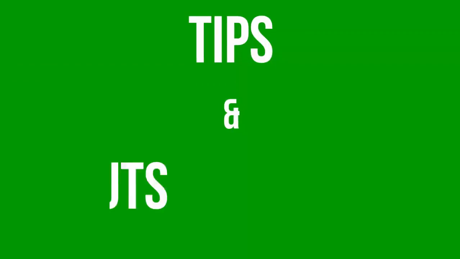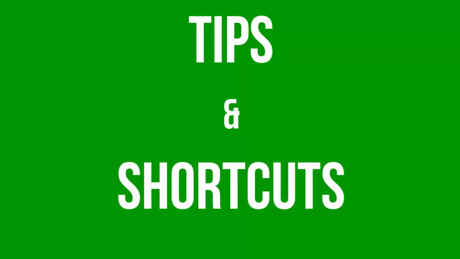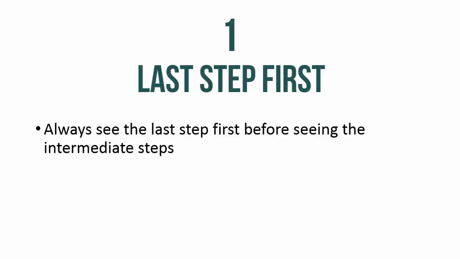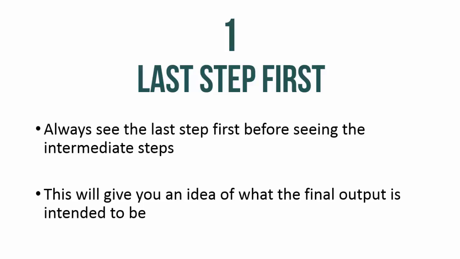Let's look at some tips and shortcuts for solving an input-output problem. First is that always look at the last step first. When you look at your input sentence, always look at the last output to get an idea of what the process is all about. This will give you an idea what your final output is intended to be. So you know what your process is and what is the end step of this process.